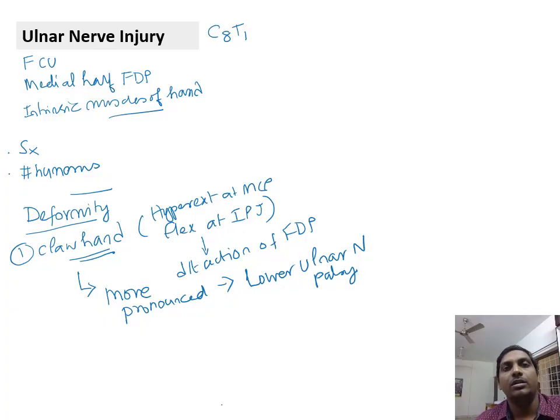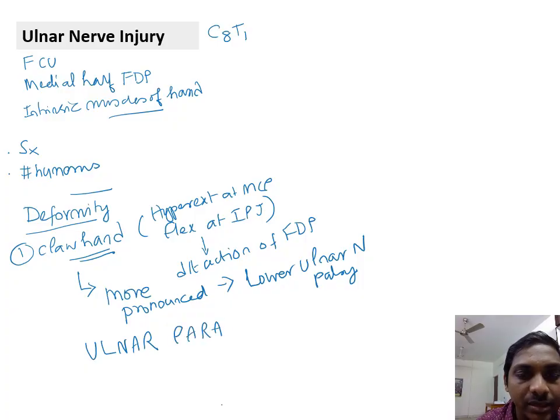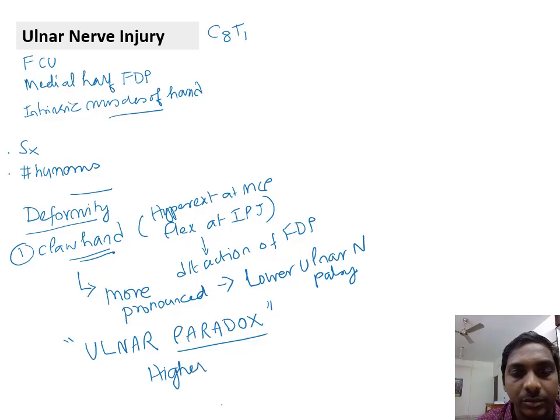Whereas in a lower ulnar nerve lesion, like at the level of the wrist, the flexor digitorum profundus is not paralyzed, so there will be more flexion of the interphalangeal joint, thereby causing more clawing. This concept is called the ulnar paradox. The paradox is: higher the lesion, lesser the deformity.